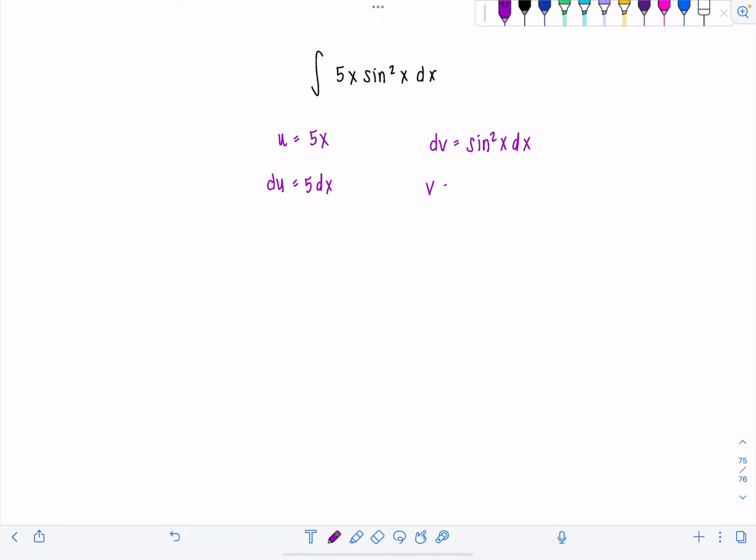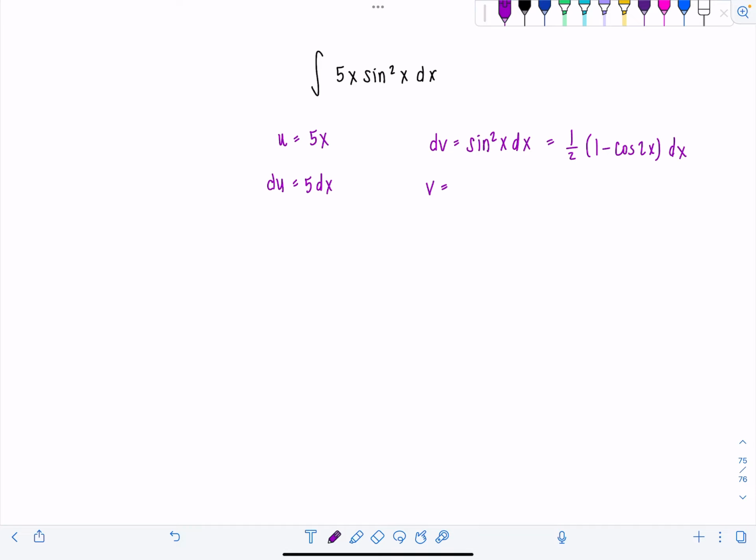And in order to figure out what v is, to antidifferentiate sine squared x, I need to use my half angle identity. So remember, sine squared x, anytime we try to integrate it, we're going to replace it with 1/2 times 1 minus cosine 2x. And then I'll keep my dx right there.